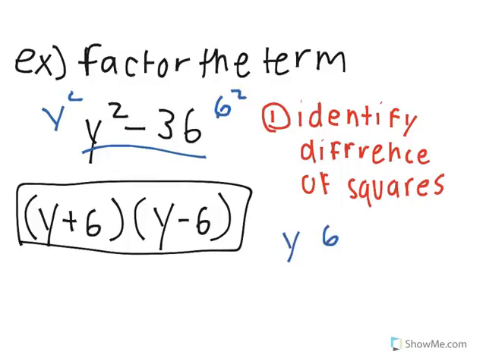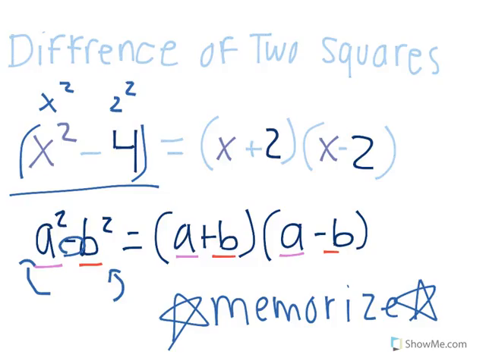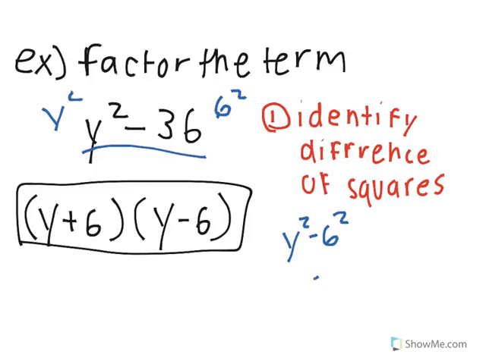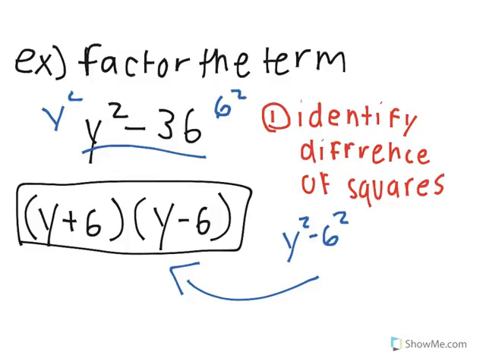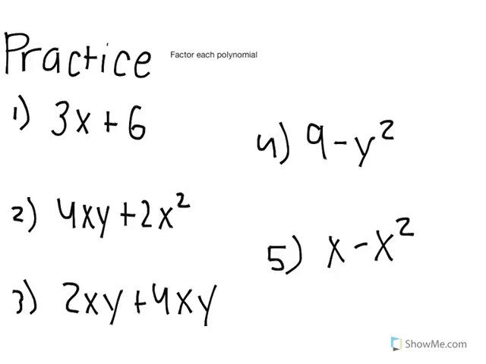So I can rewrite it as y squared minus 6 squared, which kind of matches the a squared minus b squared. And I can rewrite it using the rule of difference of two squares. And I would get y plus 6 and y minus 6. Okay, here's some practice. Pause the video now to work out your problems, and then unpause the video to check your answers.